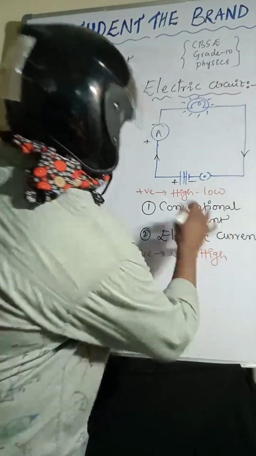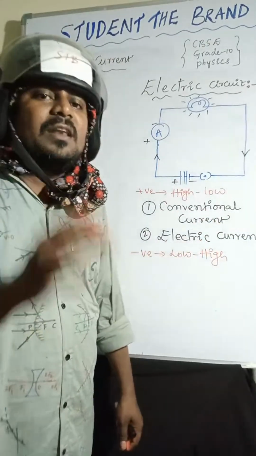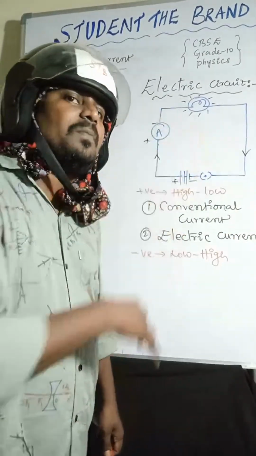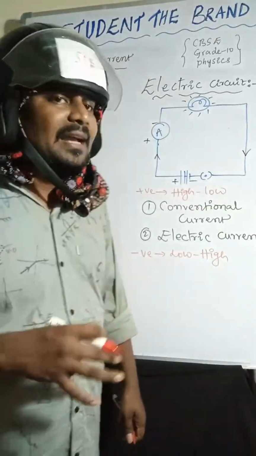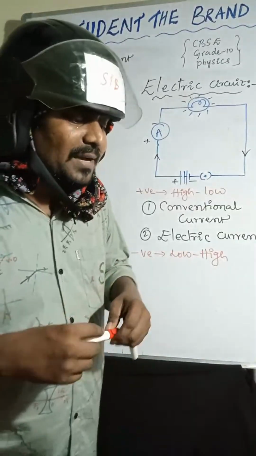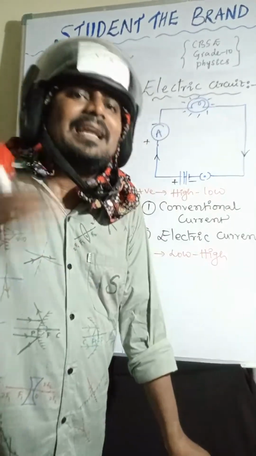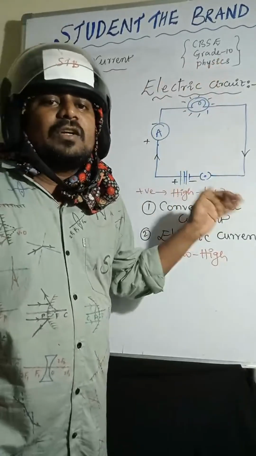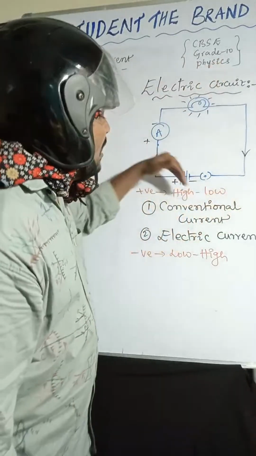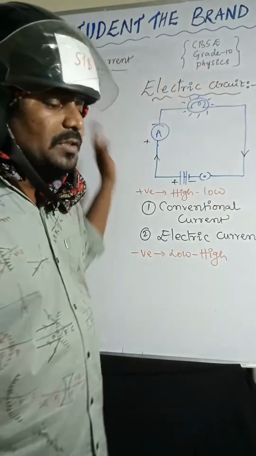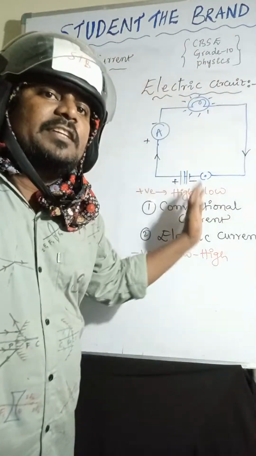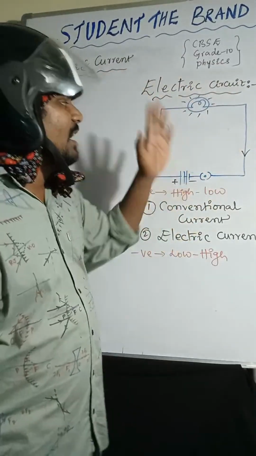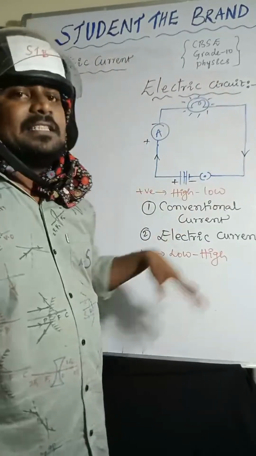There is a question on this one: will electrons move from low potential to high potential or high potential to low potential? Explain. Like that they will ask. So we must be clear that electrons will always move from the negative terminal to the positive terminal. That is nothing but low potential to high potential.